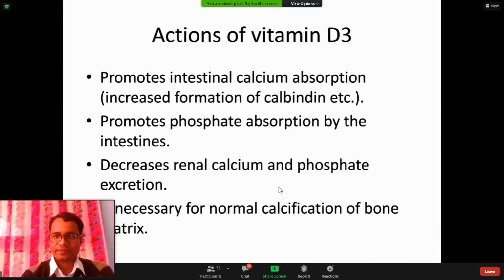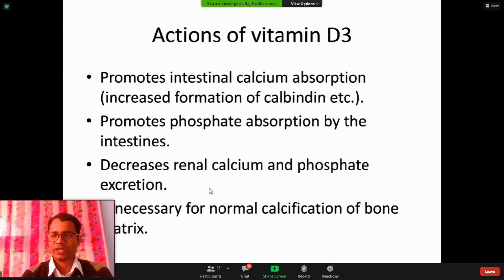Now, regarding the actions, we have already seen it promotes intestinal calcium absorption and also intestinal phosphate absorption. Calcium absorption may be a problem when there is dietary deficiency or some intestinal disorders like diarrhea. And many of the dietary sources are not very rich in calcium also. But for phosphate, dietary insufficiency is not a problem. Still, to regulate, vitamin D3 can increase its absorption from the intestines. And it decreases renal calcium and phosphate excretion.